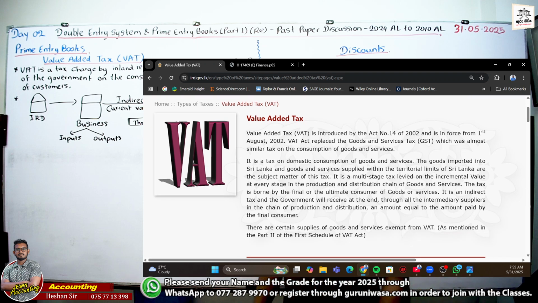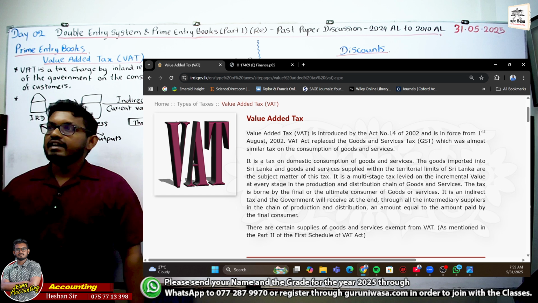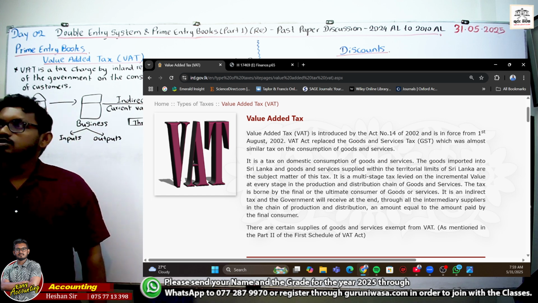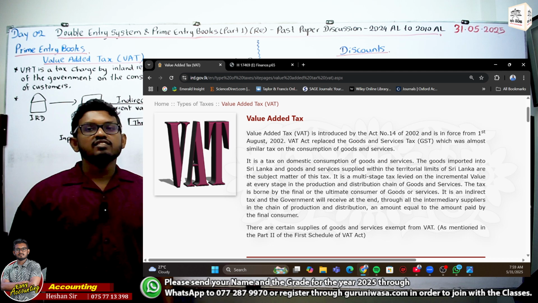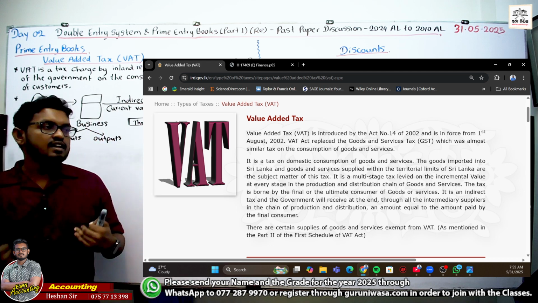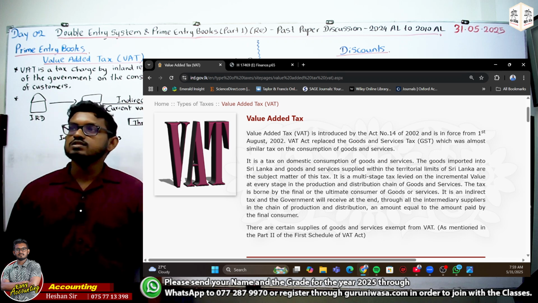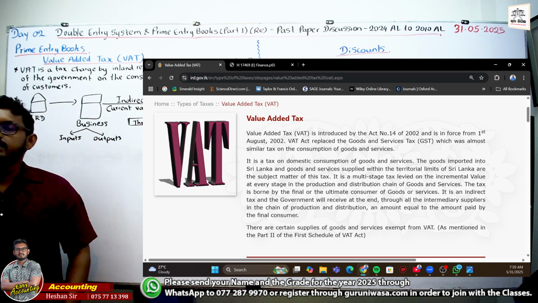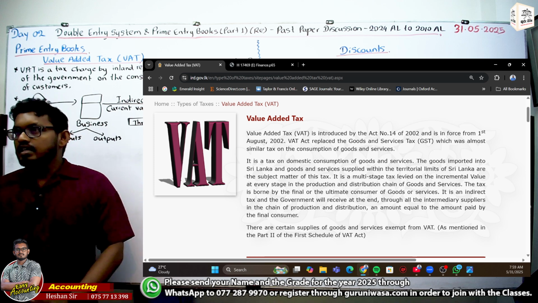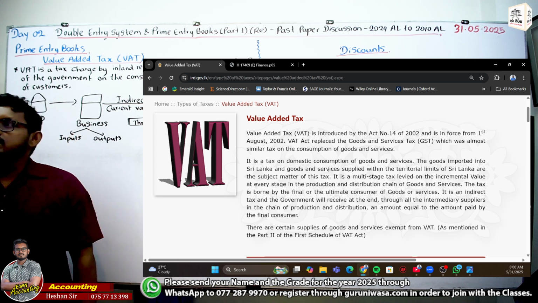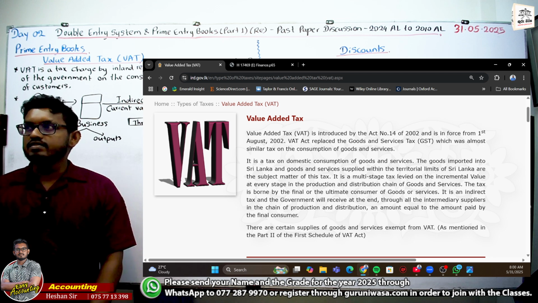Right? Enforcement from 1st of August 2002, the VAT Act replaced the goods and services tax. ඉස්සර තිබ්බ GST කියන VAT tax එක replace කරන්න තමයි මේ VAT කියන එක අඳුනලා දුන්නේ, which was almost similar. A tax on consumption of goods and services. It is a VAT on domestic consumption of goods and services. It's only the domestic, රට ඇතුලේ වෙන goods and service consumption.